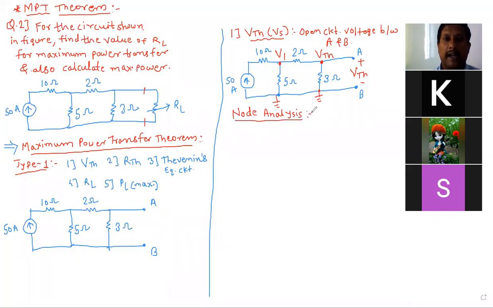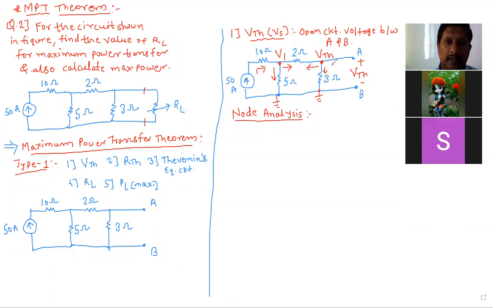So at both nodes we have to apply KCL. This is incoming, take as it is 50 ampere. This is outgoing, and this is outgoing, and this is 0 ampere because no current is flowing through the right hand side. So apply the KCL at V1 and at VTH. You can get two equations, and based on those equations you can get the value of V1 and VTH, but we require only VTH.